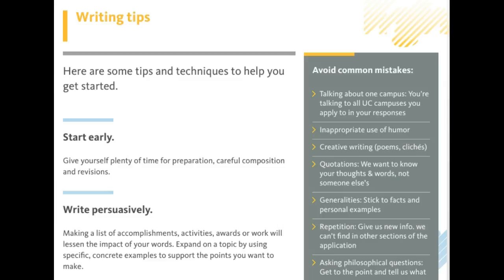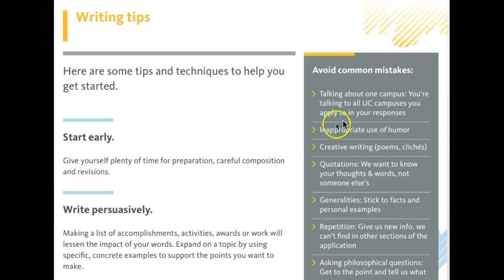So here we're going to go ahead and look at the writing tips. So here are some tips and techniques to help you get started. And of course, as we heard, it's so important to start early. Give yourself plenty of time to prepare for the entire application, including the writing, your personal insight questions. So we want you to apply before November 30th, and I think it would be great if you could get your calendar out and schedule time each week that you dedicate just to work on your UC application. And then over here, I'm going to let you read the common mistakes that you need to avoid.